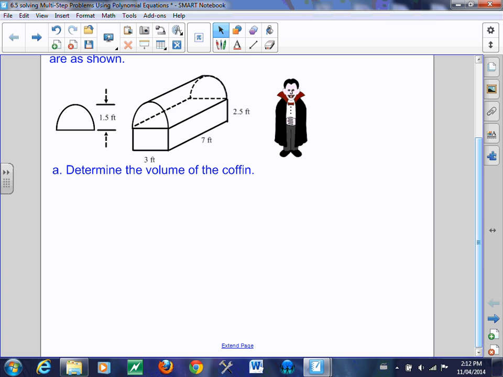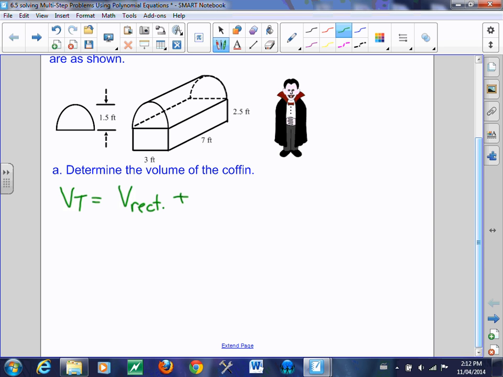So what we need to recognize, first of all, is that this is not one simple shape. We have a combination of two shapes. So we're going to say, first of all, volume total equals the volume of the bottom part, and that's going to be of a rectangle, so you can write that down, plus the volume of the top. Now, what's the top? It's actually half a cylinder, so I'm going to go half the volume of a cylinder.